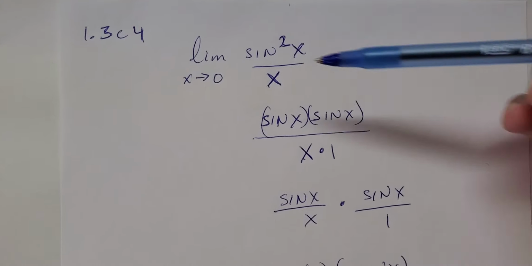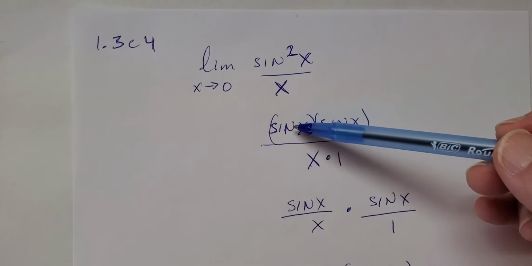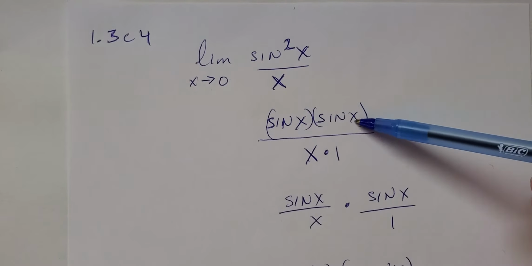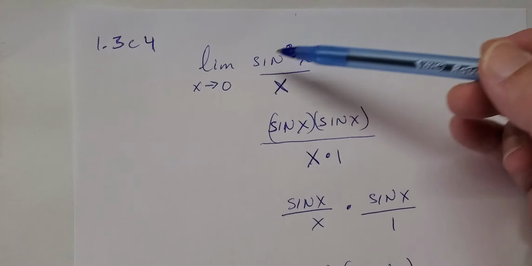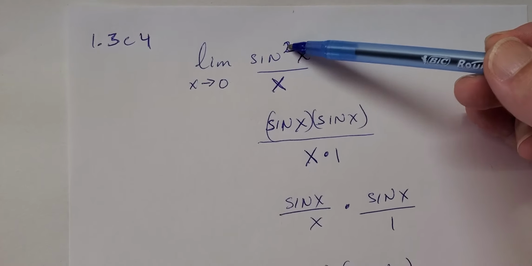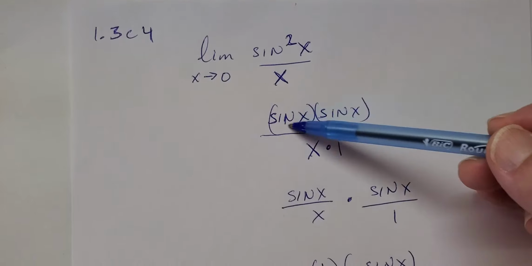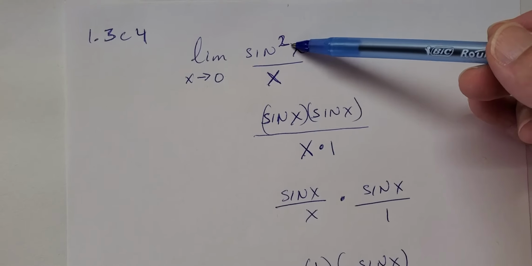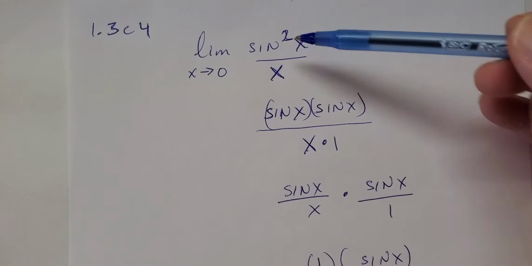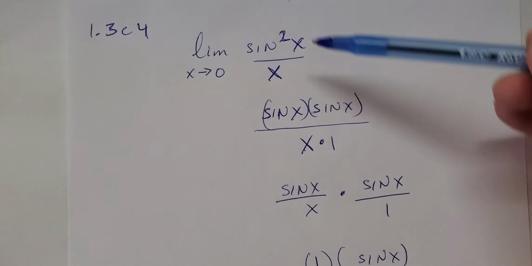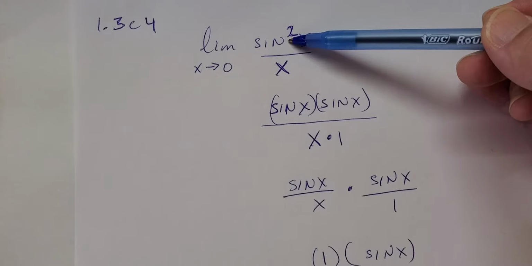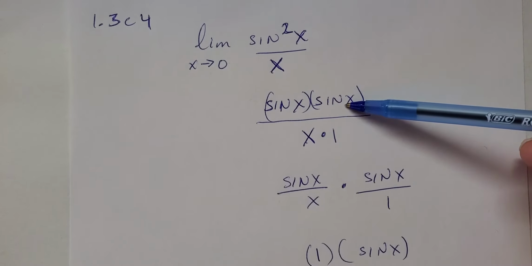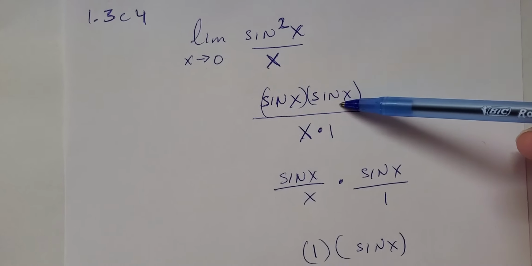One more time, this square means that there are two of the sine x. So separate them into 1, 2, because there are two of these. That's where we put the square. Again, this square means there are two sine x. So here's 1 and here's 2.